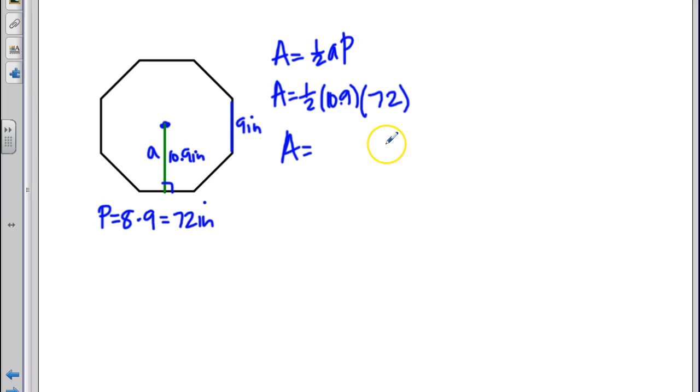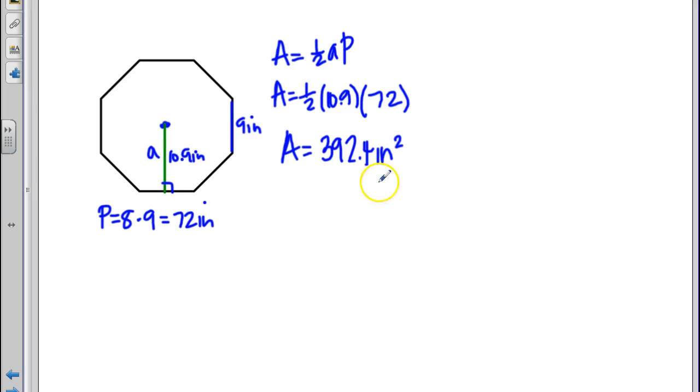So now we can multiply these. 1/2 times 10.9 multiplied by 72 is 392.4. And that's in inches, so we have inches squared because we're talking area. This was in inches, that's in inches, square inches after that. All right?